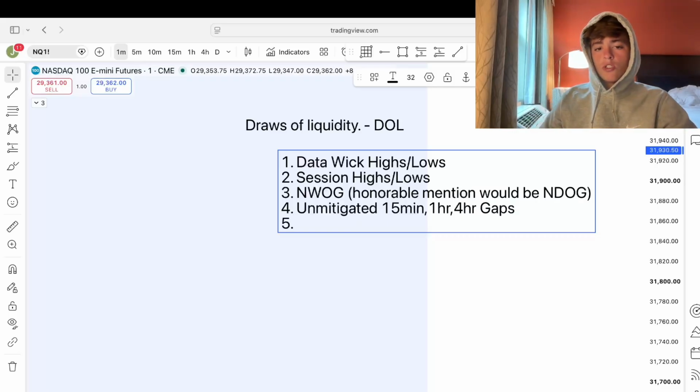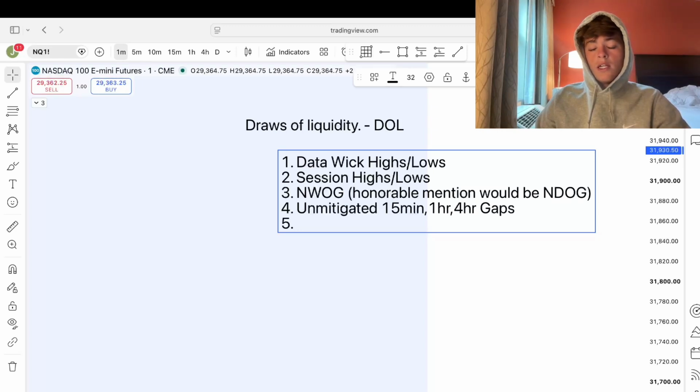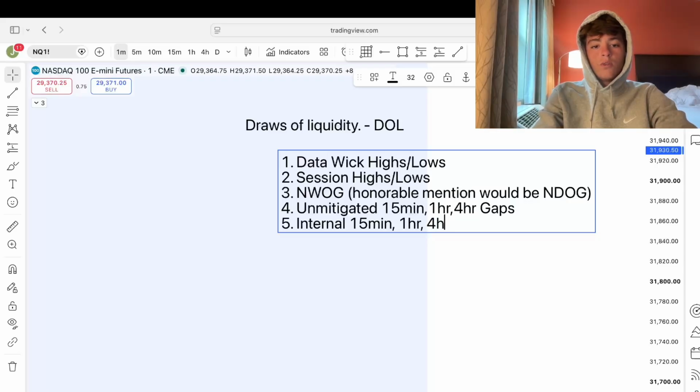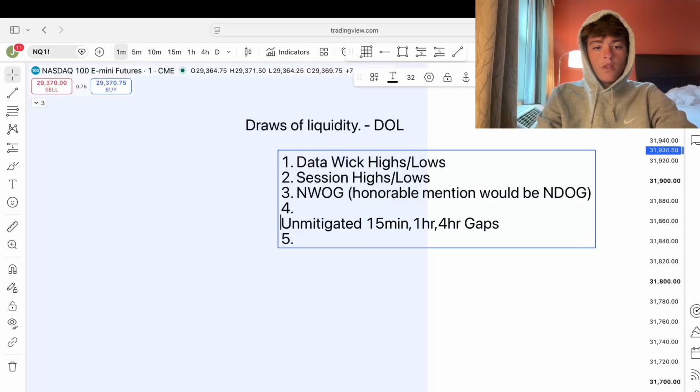The next one, you could argue it's just typical highs and lows in the markets, but it's also going to be news. It's a target of the unmitigated. Another one I kind of like is internal, like 50 minute, 1 hour, 4 hour. But okay, hold on. I want to make this my five, actually.